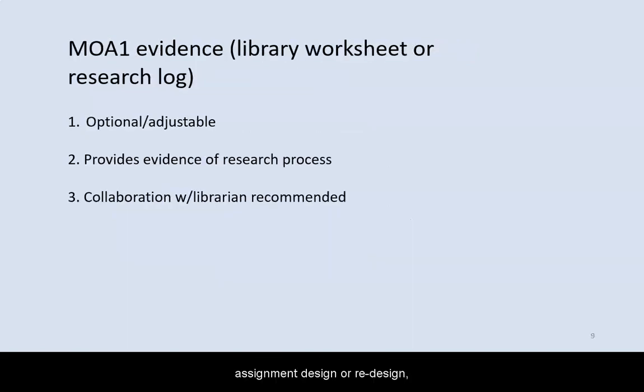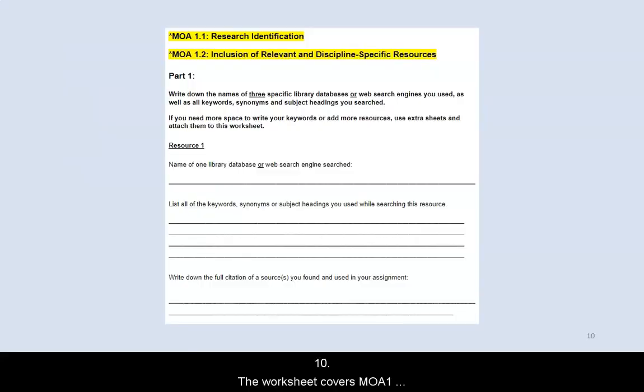To assist faculty with assignment design or redesign, the librarians have developed a worksheet that can be attached to an existing assignment in order to provide evidence of the research process. The worksheet can be used as is or adjusted to better articulate with the assignment. The librarians are happy to meet with faculty to discuss this or other ways to gather the information needed to assess CCC5. The worksheet covers MOA 1 only.